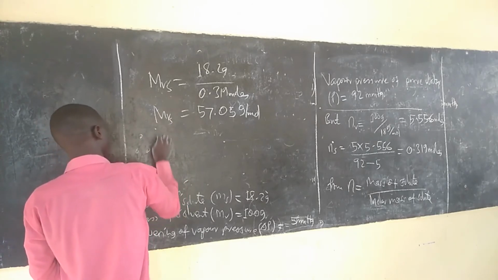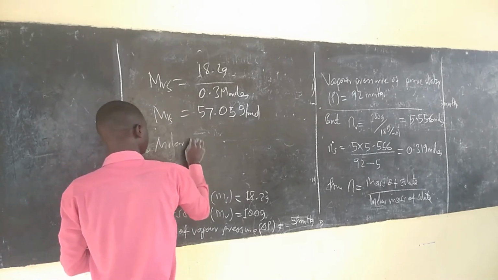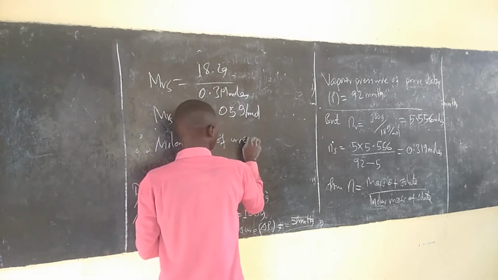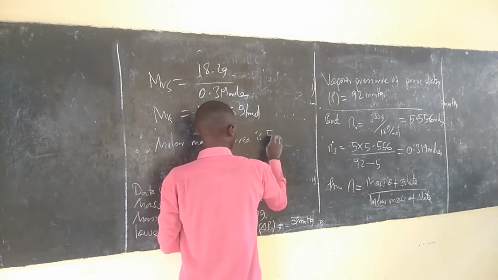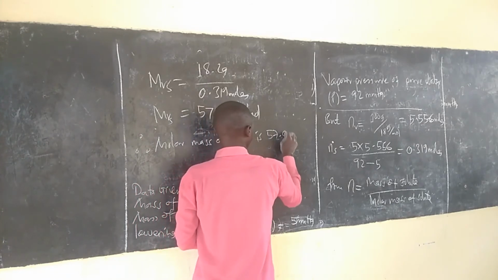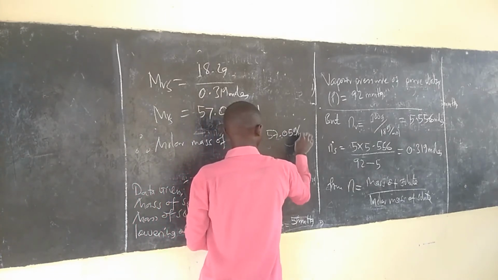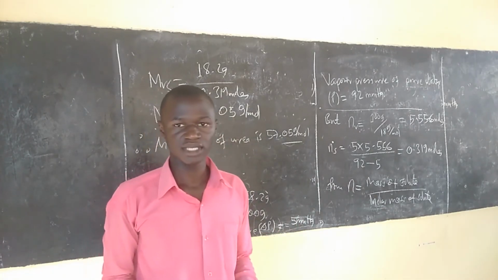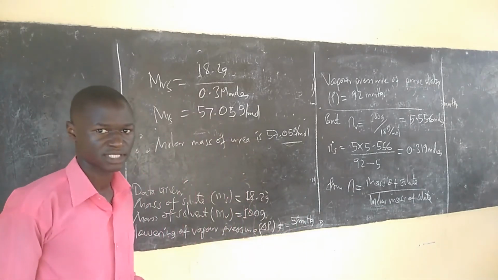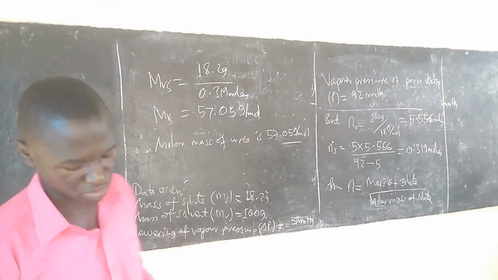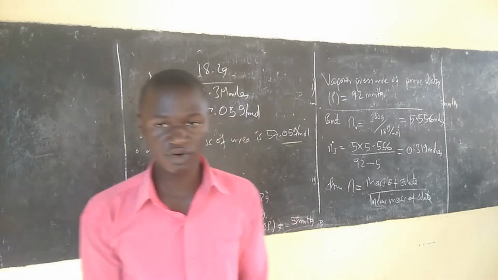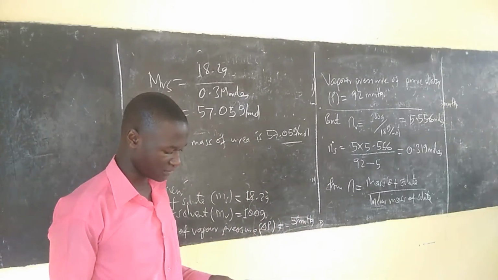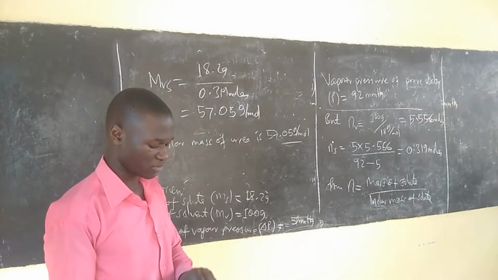So therefore, molar mass of urea is 57.05 gram per mole. Hiyo ndio molar mass ya urea in our case, the molar mass of urea ni hapo. Kwa hiyo hivyo ndivyo ambao vitu vinakuwa vinaenda kwa namna hiyo hapo.